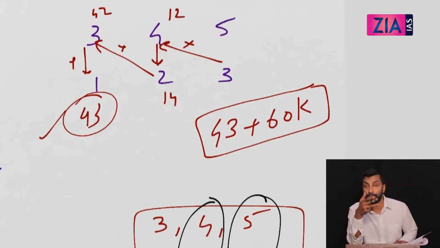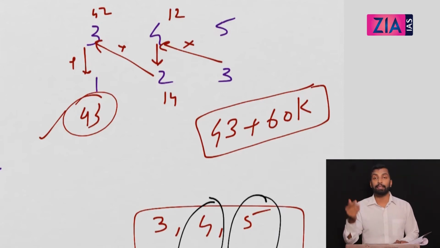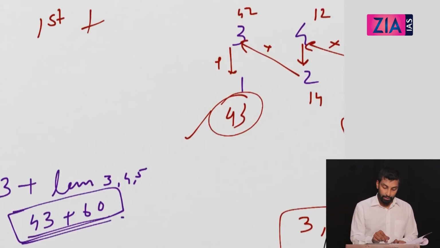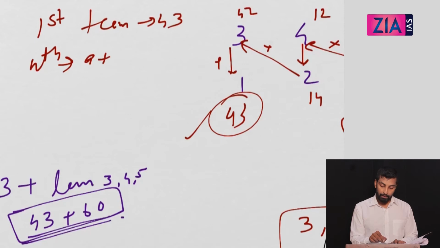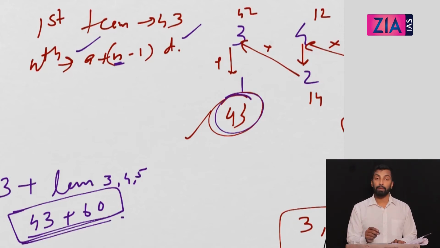Like what we have seen in case of 3 division questions. I can ask you what is the 10th term. I can ask you what is the 11th term, 100th term, 200th term. So these are the questions. I can ask you first term. You got 43. I can ask you maybe nth term. What is your answer? A plus n minus 1 into D. You know D is 60. You know A is 43. For the 10th term, n is 10.